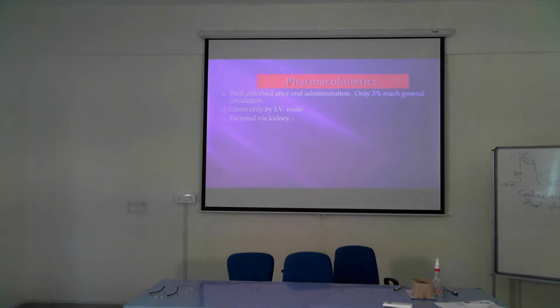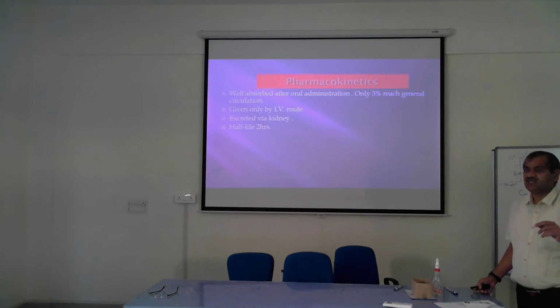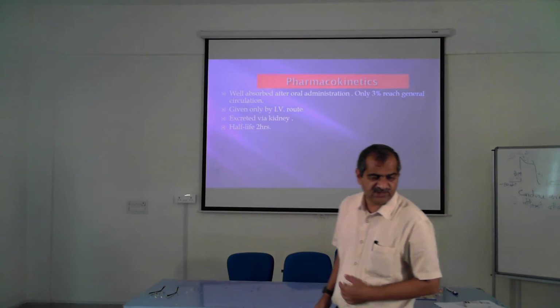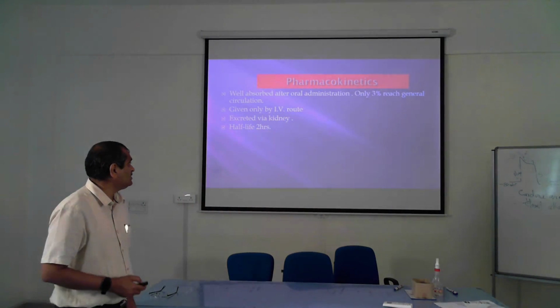Pharmacokinetics: well absorbed orally, but only 3% reaches the general circulation orally. Lignocaine or lidocaine is a very commonly used drug. If you suddenly administer lignocaine, it causes an immediate cardiac block. So orally, only 3% reaches the general circulation. That's why it is always administered as a very slow IV. If you administer it fast IV, immediately the animal is going to collapse. So it always needs to be administered as a very slow IV preparation.